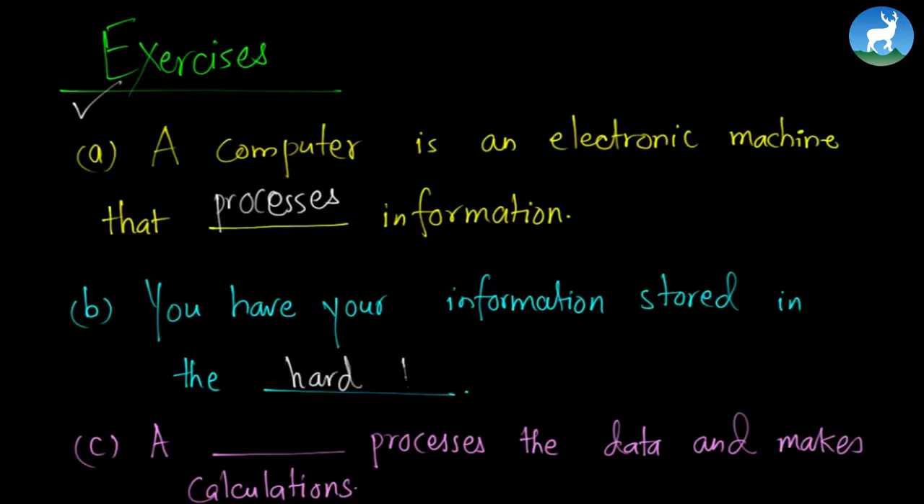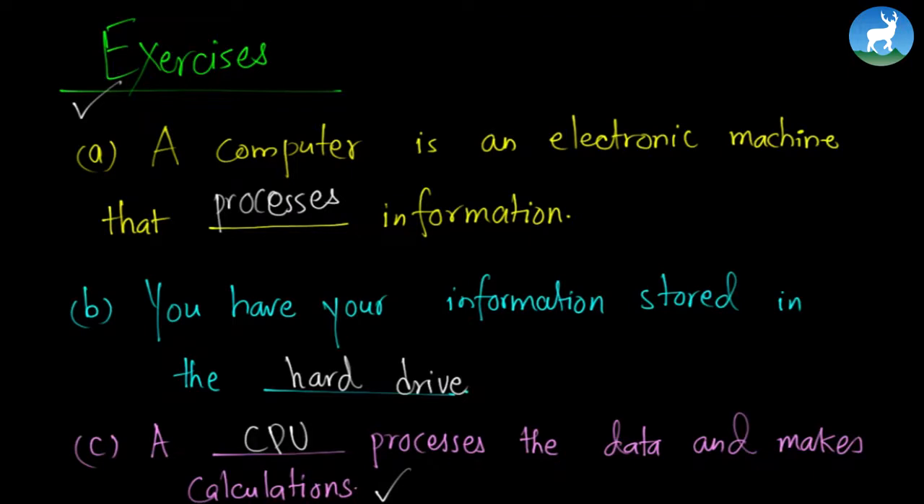Very good. The hard drive is the place where you can store the information. Number C, blank space processes the data and makes calculations. What processes the data and makes calculations? CPU, Central Processing Unit, processes the data and makes calculations. There are other questions similar to these three questions. I guess you can solve them pretty easily, right?